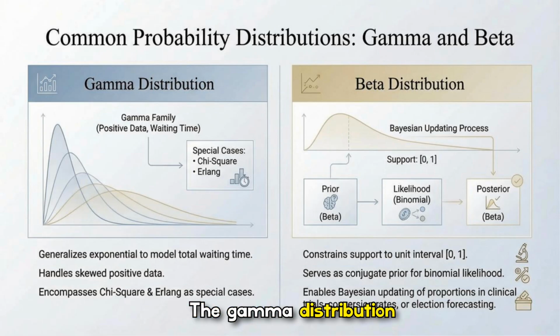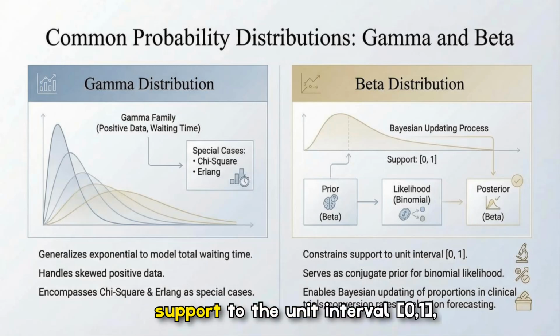The gamma distribution generalizes the exponential to model total waiting time in skewed positive data, encompassing chi-square and Erlang as special cases, while the beta distribution constrains support to the unit interval, zero to one, making it a natural conjugate prior in Bayesian updating for proportions such as conversion rates or clinical trial outcomes.